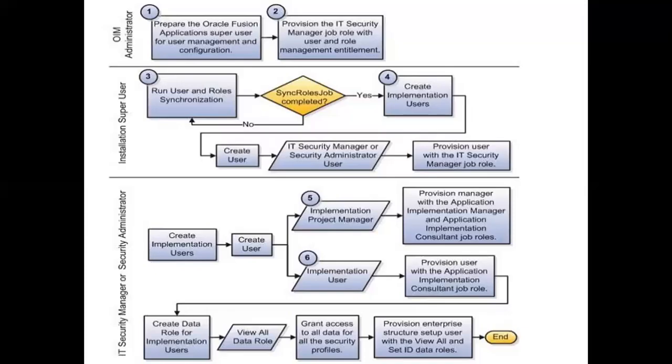Okay, so suppose a super user creates one or more implementation users by performing the create implementation user task. As an alternative to provisioning an implementation user with the application implementation consultant role to access all enterprise structures, you may need implementation users with access restricted to enterprise structures for specific products. Like in this case, here they're restricting. In this case, we use the create data roles for implementation user task to create a data role based on a job role with less broad access.